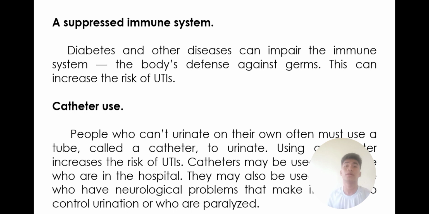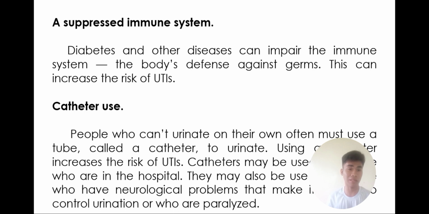So a suppressed immune system. Well, diabetes and other diseases can impair the immune system, so the body defends against germs. So this can increase the risk of UTIs as well. So it is also one of the risk factors of getting UTI, specifically sa women. So by this, the suppressed immune system can increase the risk of UTIs by women.